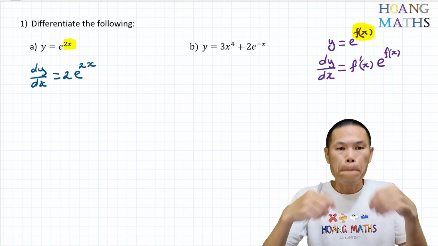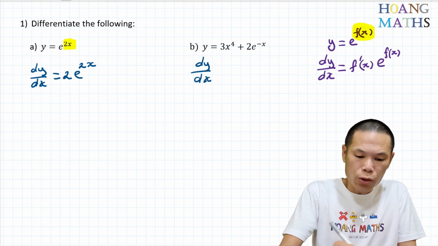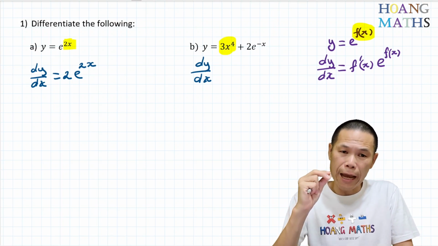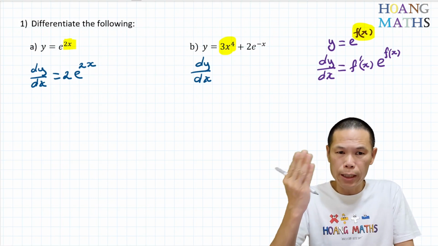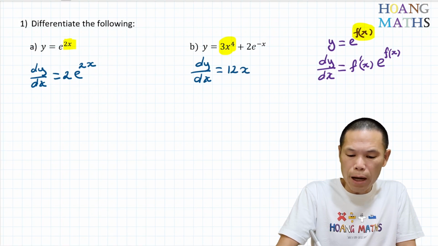So there you go. Part B. To differentiate 3x to the power 4, we just do normal differentiation. The 4 comes down and the power becomes 3, and 4 times 3 is 12. So that will give me 12x to the power of 3.